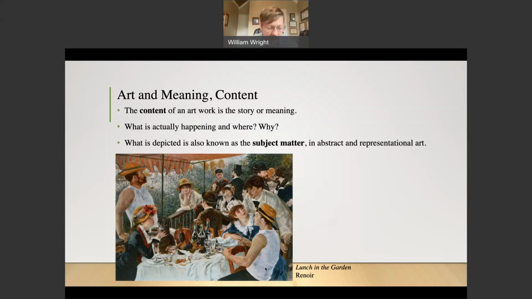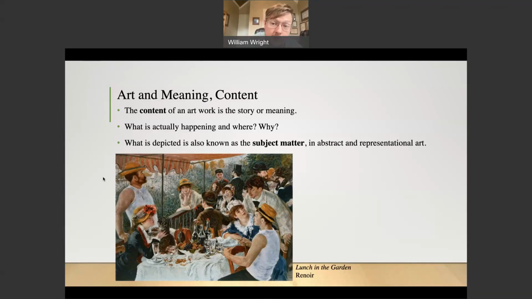Okay, moving from that, in relation to that, content. The content of an artwork is the story or the meaning. What is happening and where and why is it possibly happening? Looking at this painting by Renoir, the content is it's a party. It's an outdoor party. There are people hanging out. Most of them seem happy. Maybe they're drinking. Maybe they're in their cups. They're talking. They're being social. Maybe they're being a little coy in ways. But yeah, it's the story of just a party, right? And that's what's happening now.